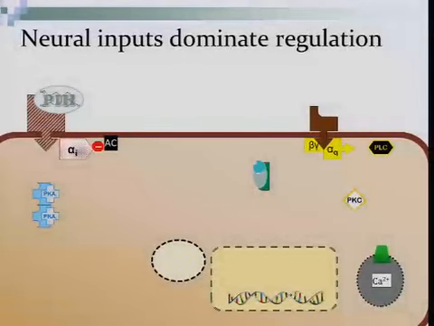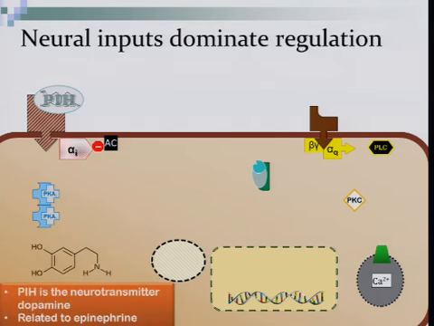So prolactin secretion is also dominated by neural inputs. And the dominant hormone is prolactin inhibiting hormone. Now, thyrotropin-releasing hormone is also involved. Oh, here's the thing: prolactin-inhibiting hormone is the neurotransmitter dopamine. It's related to epinephrine, so it's an amine hormone.